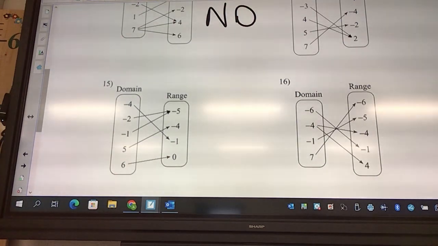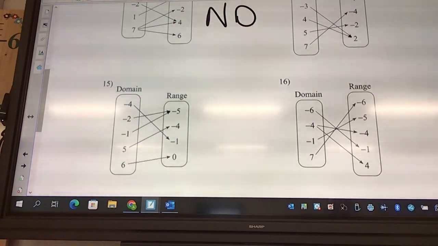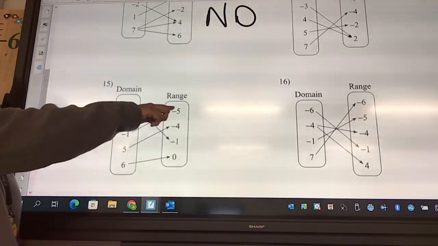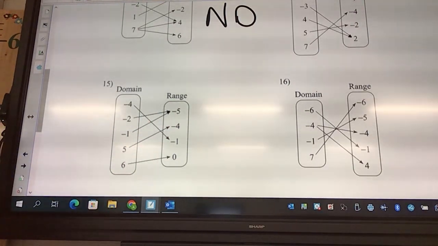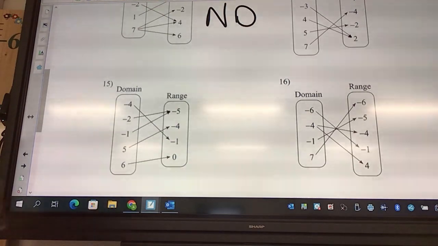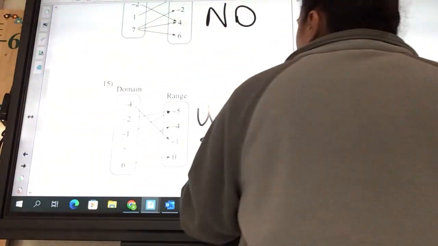Okay, what about 15? Yes, so we can also see on this one, see how the range has got 2 arrows going to this one? That's okay. But you can't have more than 2 coming from the same number on the domain. So this one is going to be yes, it is a function.